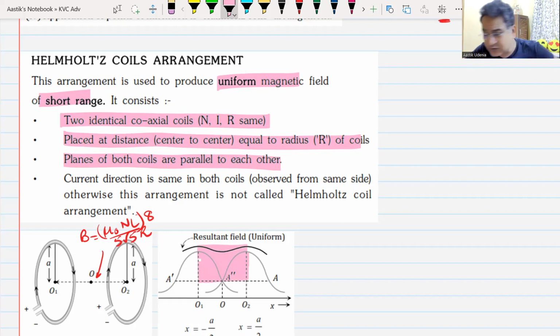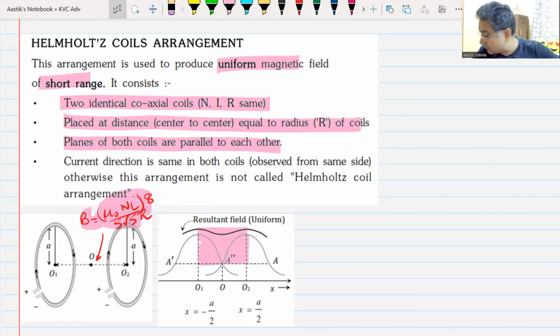Because of the superposition of these two, the magnetic field is almost constant, and the value of this magnetic field is almost equal to the magnetic field at the center, which is equal to that value that I had given multiplied by 2. So it becomes 8 by 5 root 5 mu naught ni by r. Do we understand this? Yes, sir.